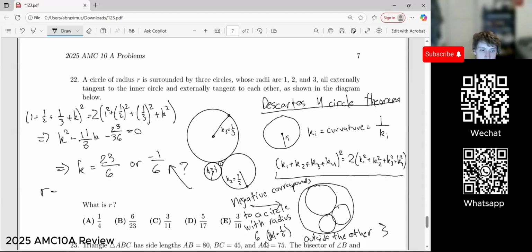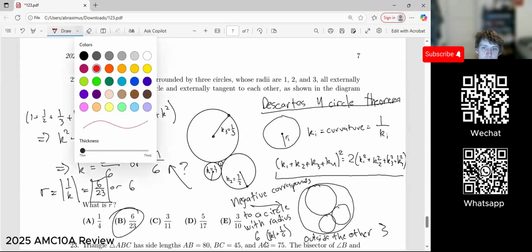We're going to say that r is the absolute value of 1 over k, so it's either equal to 6 over 23 or 6. We are looking for the smaller value. That's the one that's on the inside, not the outside. And so we would get b, 6 over 23.